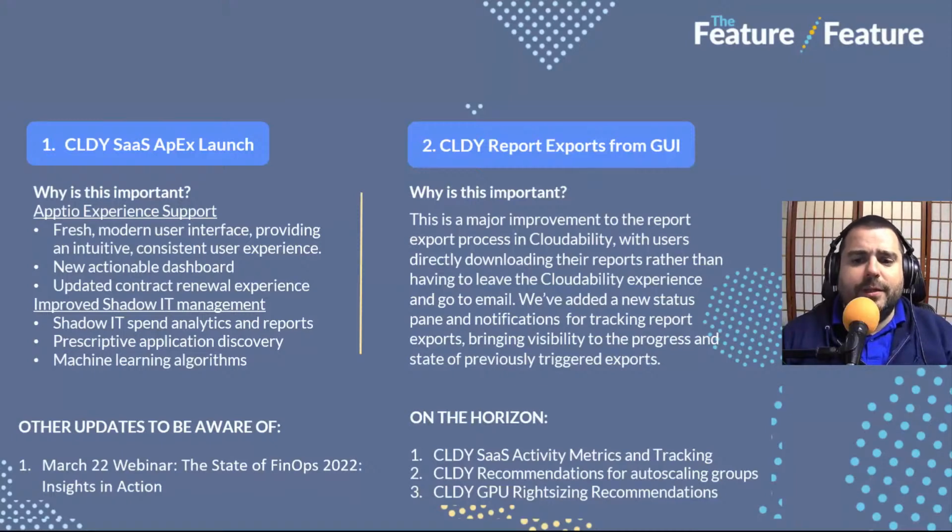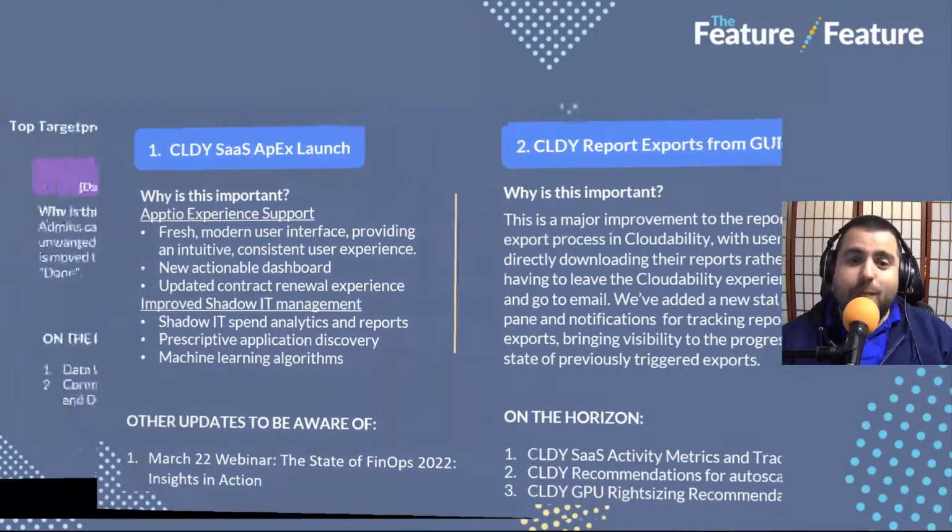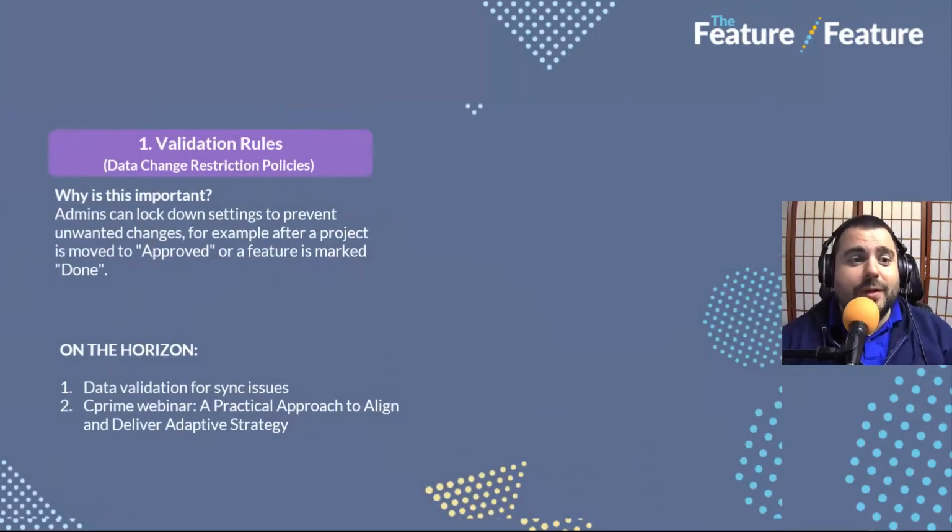next month, we have activity metrics and tracking coming to Cloudability SaaS for different applications. For Cloudability, everyone's really excited about this one. Recommendations for auto scaling groups. So definitely check that out, as well as GPU right-sizing recommendations that are going to be coming out here in just another week or two. So look out for those on the horizon as well. Those additional recommendations for right-sizing offer a lot of cost savings, and it's a lot more data we're bringing into the application. So really excited about those too.